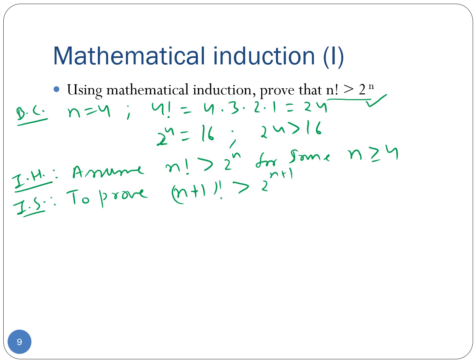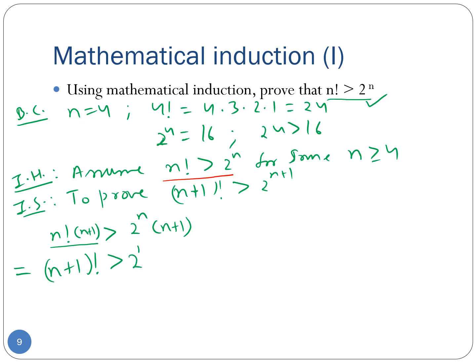Okay, so let's start from our inductive hypothesis here. We know from that hypothesis that n factorial is definitely greater than 2 to the power n. Now let's multiply both sides by n plus 1. If we do that, n factorial into n plus 1 should also be greater than 2 to the power n multiplied by n plus 1. Notice that n factorial into n plus 1 is simply n plus 1 factorial, and this should be greater than 2 to the power n multiplied by n plus 1. Let's remember this as our first result.